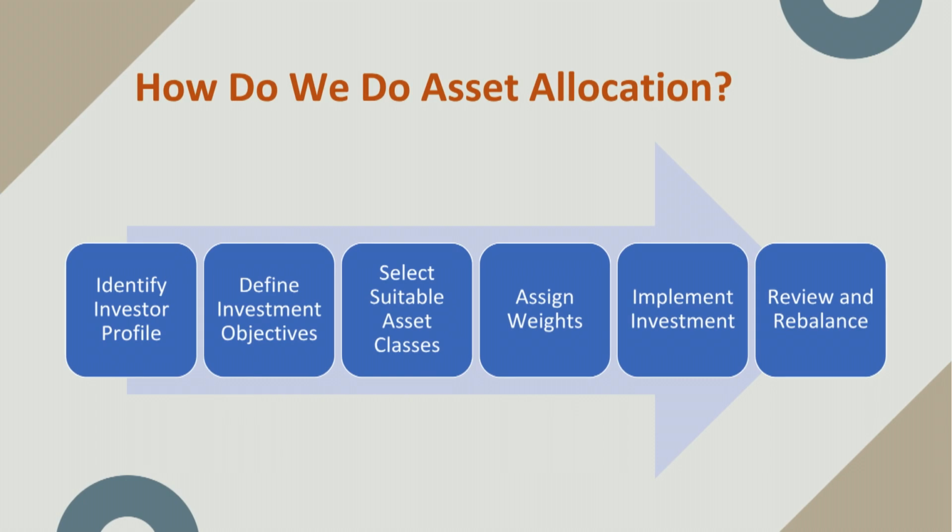Identify investor profile. This is the first step in asset allocation to understand the investor's financial goal, age, income, expenses, and ability to risk tolerance. That is also called risk appetite. Define investment objectives. Determine what the investor wants to achieve: capital growth, income, or capital preservation.